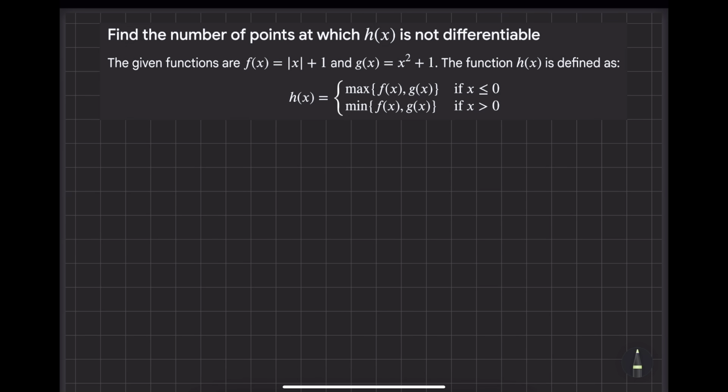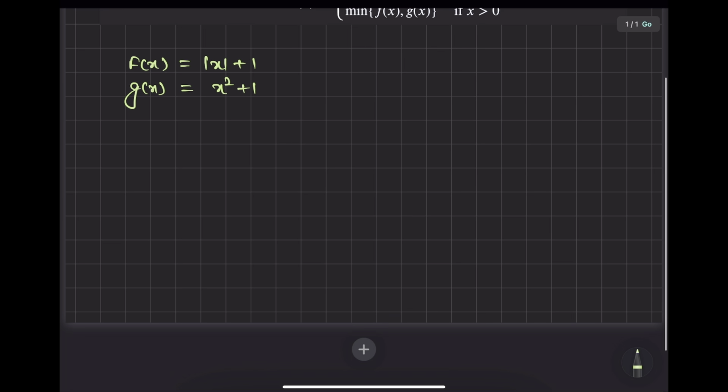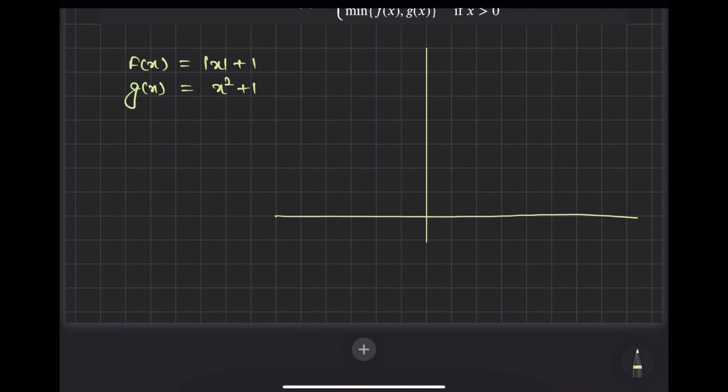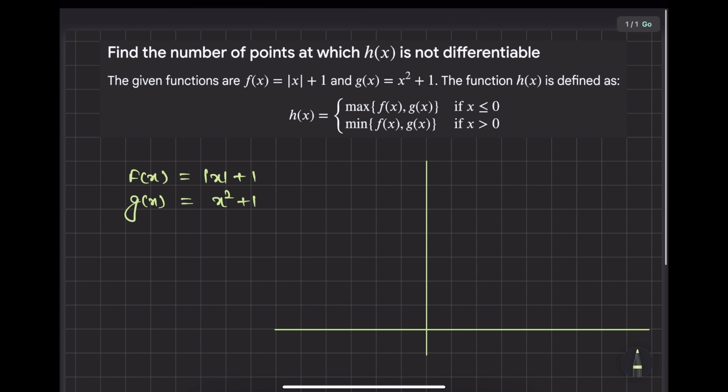Okay, so first try to focus on your function. f of x equals x plus 1, x in mod, and g of x is a function which looks like x square plus 1. Now you know that it is symmetric, correct? It is an upper opening parabola. So if you try to recall, you can draw the graph of both the functions. I'll go with the graphical approach.